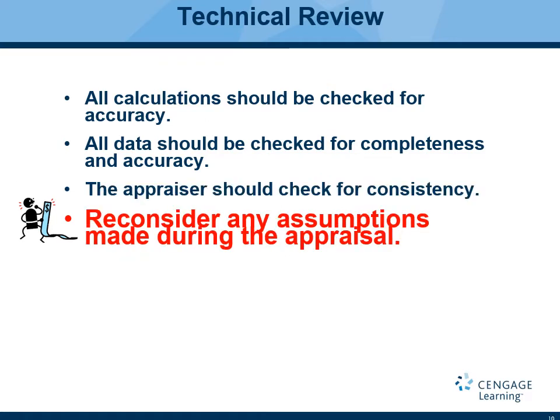The last part of the technical review is considering any assumptions that you made during the appraisal. If you're using comparable properties that you have not actually been inside of, you're assuming that they're in the same condition as the subject. So reconsider that. Is that something that would be accurate? If you're using a comparable that's not in the same neighborhood as the house that you're appraising, then ask yourself, is the neighborhood comparable, or do I need to make an adjustment for that?